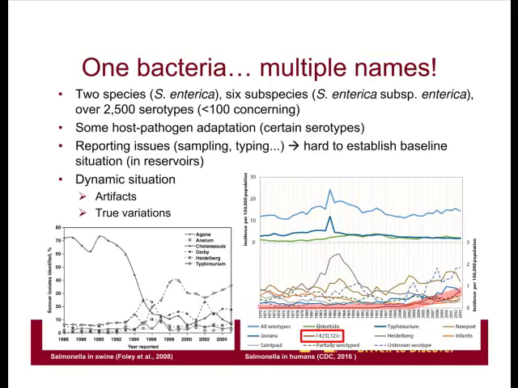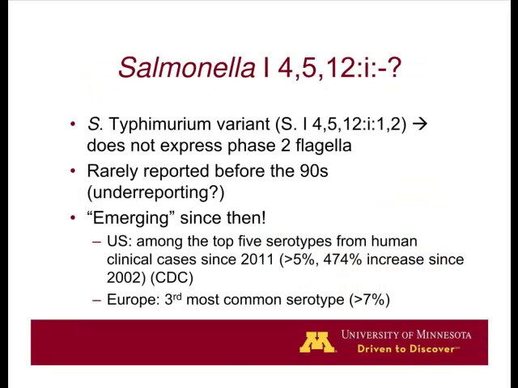And the one on which I would like to focus here is this one, the 4,[5],12:i:- that I'm going to call monophasic, because that name is too long. And you can see how in humans it has gone from virtually nonexistent to actually becoming a fairly important one, so that in the last years it's been consistently found among the top 5 serotypes in humans. Actually, it's number 5. So what is that serotype?